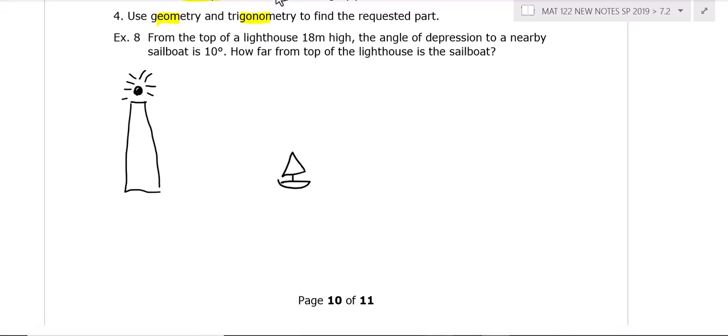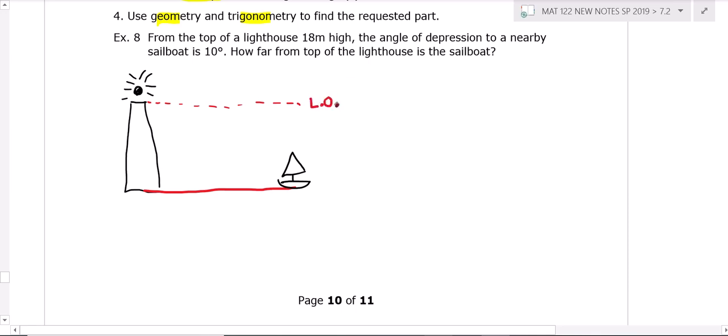So anyway, what we're going to do is draw a triangle out of this, and I'll use this red to show that. What you're doing on this is you would have your line of sight going like that. That would be parallel to the ocean or the lake or whatever's down there. So that's your line of sight. And then you're looking down at that sailboat.